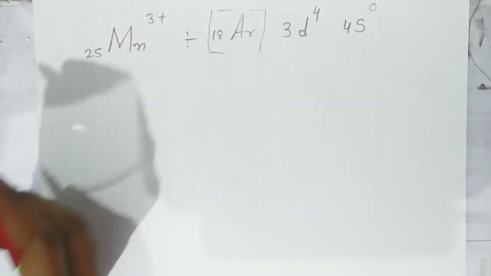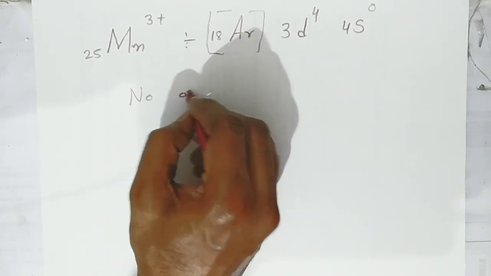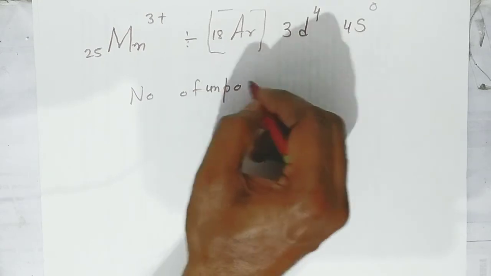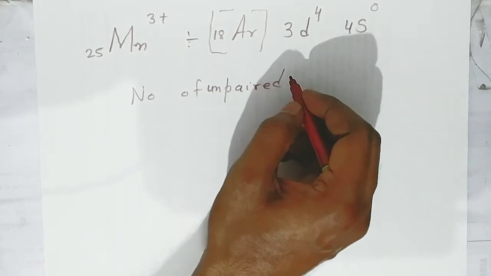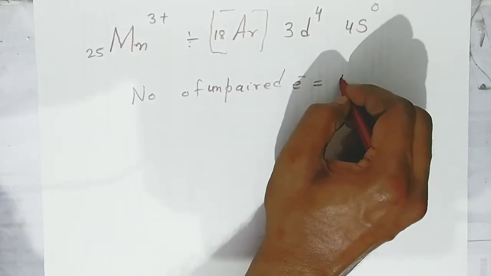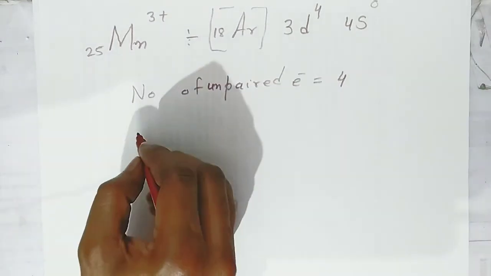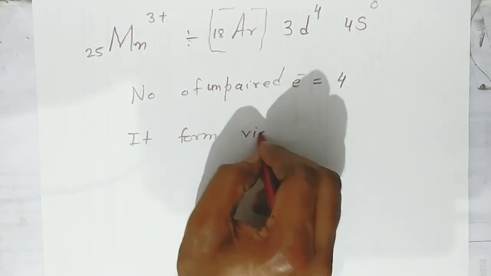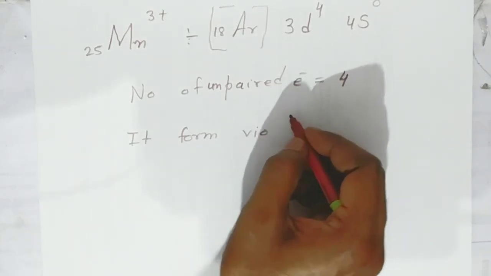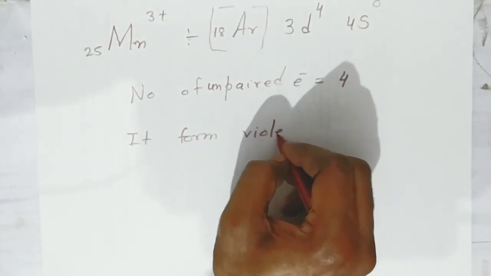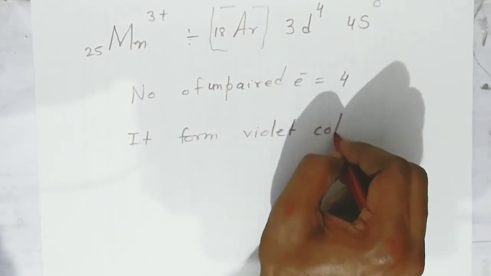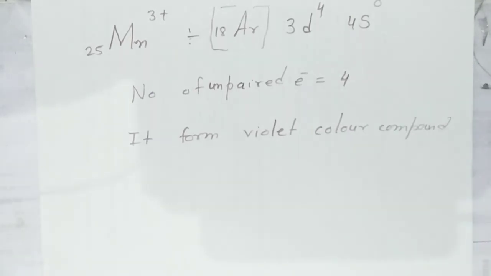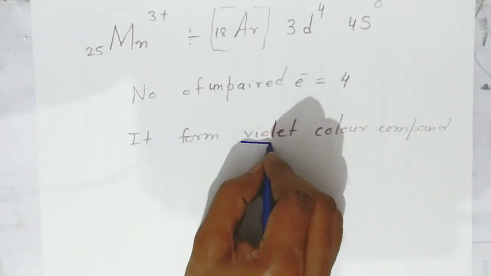Now students, when you see the number of unpaired electrons in manganese 3 plus, which is very important, these unpaired electrons decide the color of the compound. Now it forms violet color. That means if 4 electrons are present, they will also develop a violet color compound, which is very important, students. Here I am again underlining with violet.